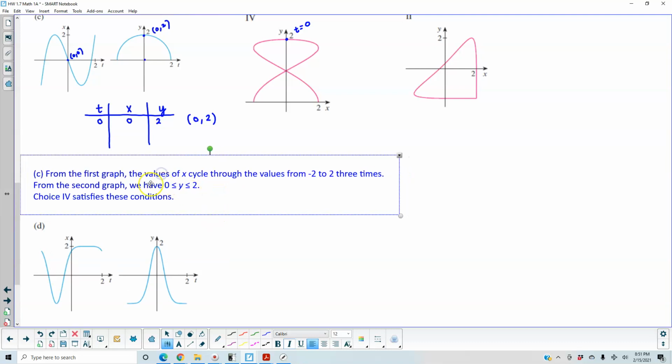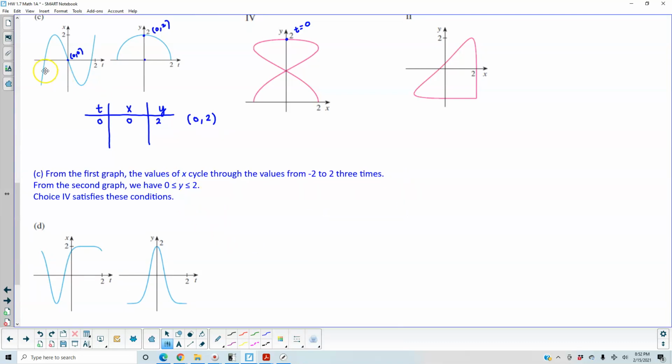And so from the first graph, the values of x cycle through the values from -2 to 2 three times. From the second graph, we have 0 to 2. So choice number 4 satisfies these conditions.